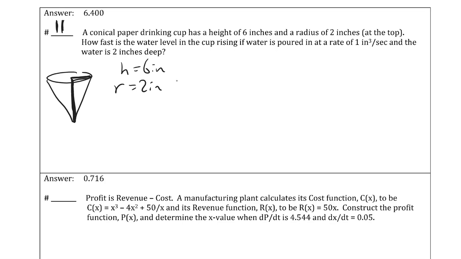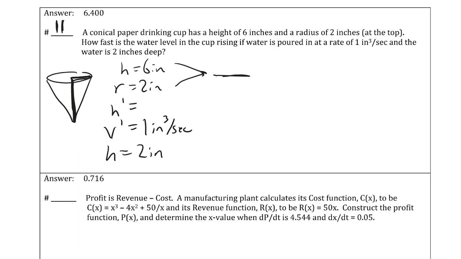I'm going to come back to that in just a second, because I think there's a good chance the only thing that you got hung up on was how these two relate. But you don't know that at this point in the question anyway. So how fast is the water level in the cup rising? So how is H prime changing if water is poured at a rate of 1 cubic inch per second? So that's increasing the volume when you're adding water, and at the instant when H is 2 inches.